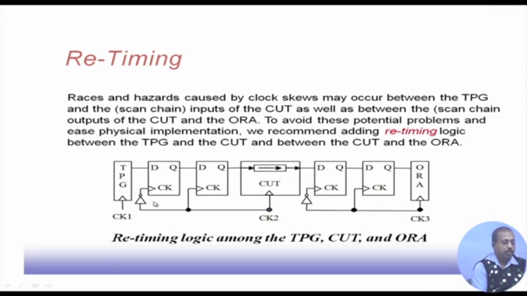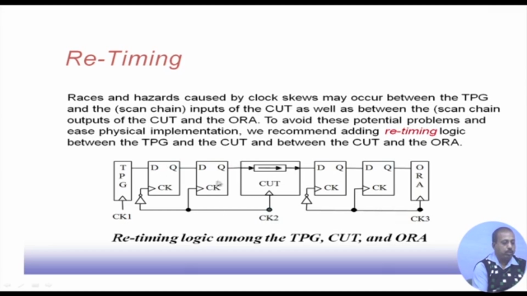Now, there may be a problem with these clocks, because if they are the same clock, then distribution of the clock into all these modules may create some clock skew. So, what is done is that retiming logic is added between the test pattern generator and the circuit under test, and between the circuit under test and the output response analyzer. So, even if these clocks are different, out of phase, and there is a clock skew, we can think of them as three independent clocks: clock 1, clock 2 and clock 3.